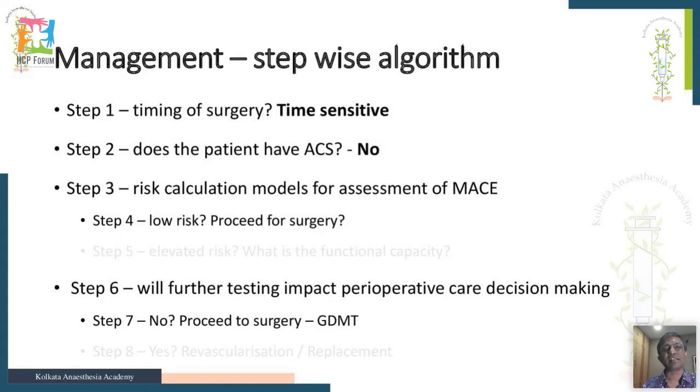In this person, do you think you should do further testing? I think you just apply the goal-directed medical therapy and go ahead with the surgery.